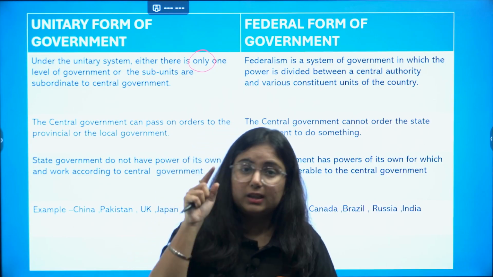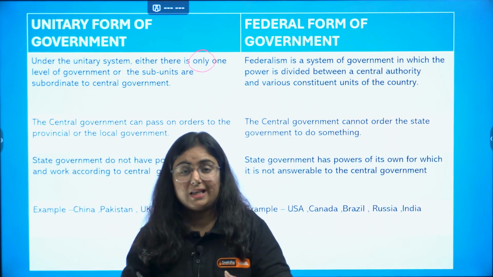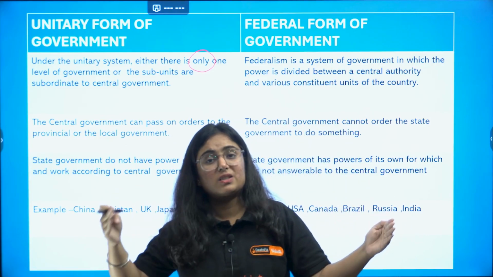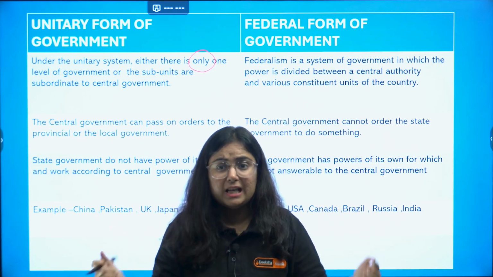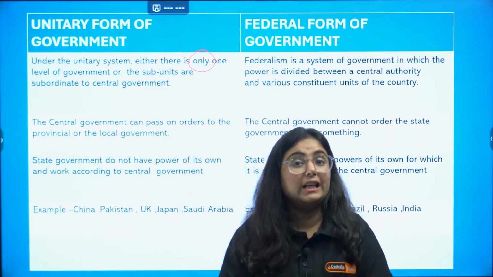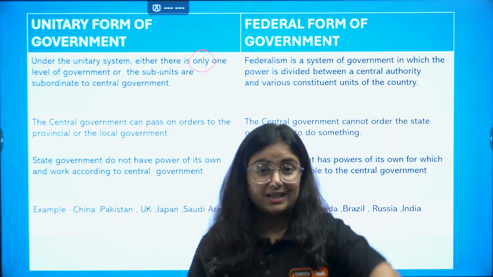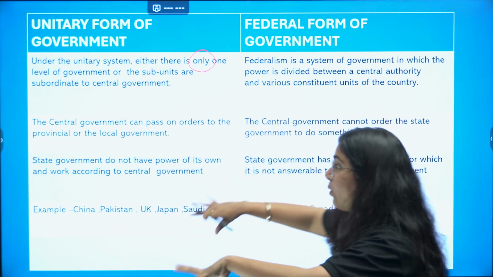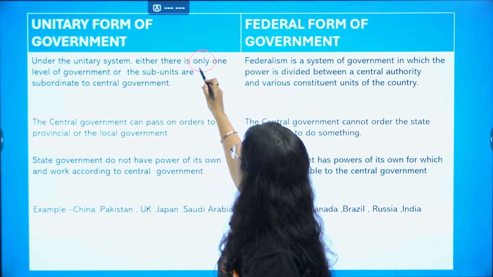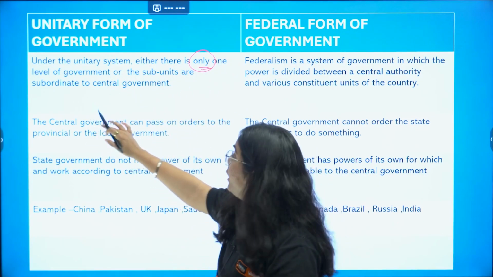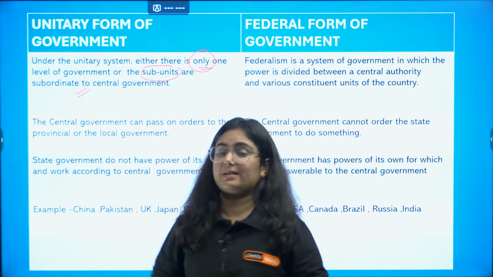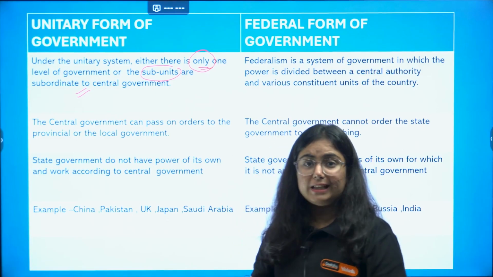If you remember the points of accommodation of Belgium, you will see that in Belgium, what they have done, the central government shared its power with the state government. Do you remember it? The central government shared its power with the state government so that state government will no longer be dependent on the central government. And this is what is known as federalism. Come here. Under the unitary government, either there is only one level of government or the state governments are the subunits or subordinate to the central government. They do not have any power.